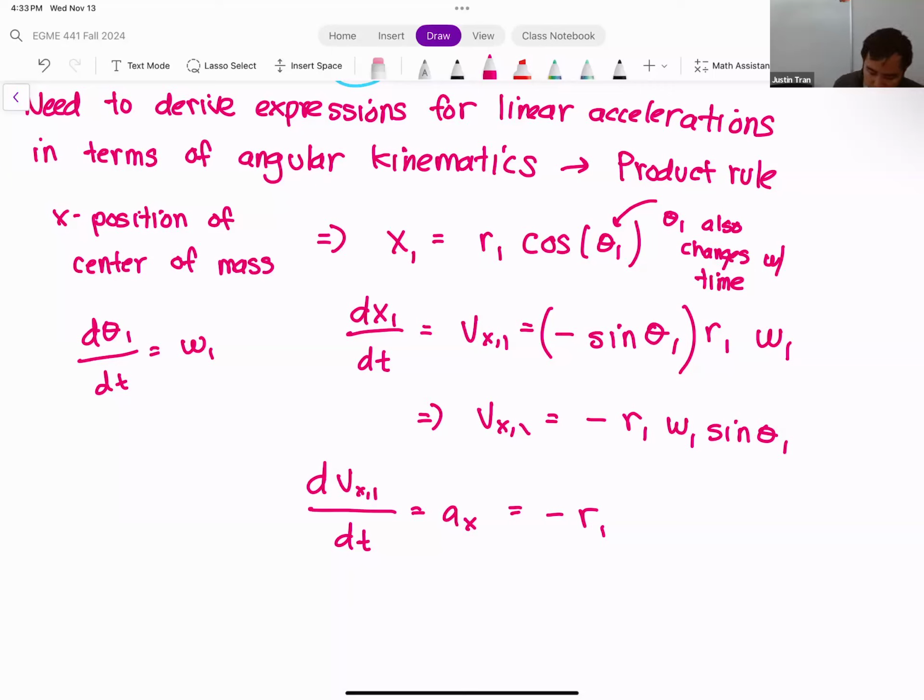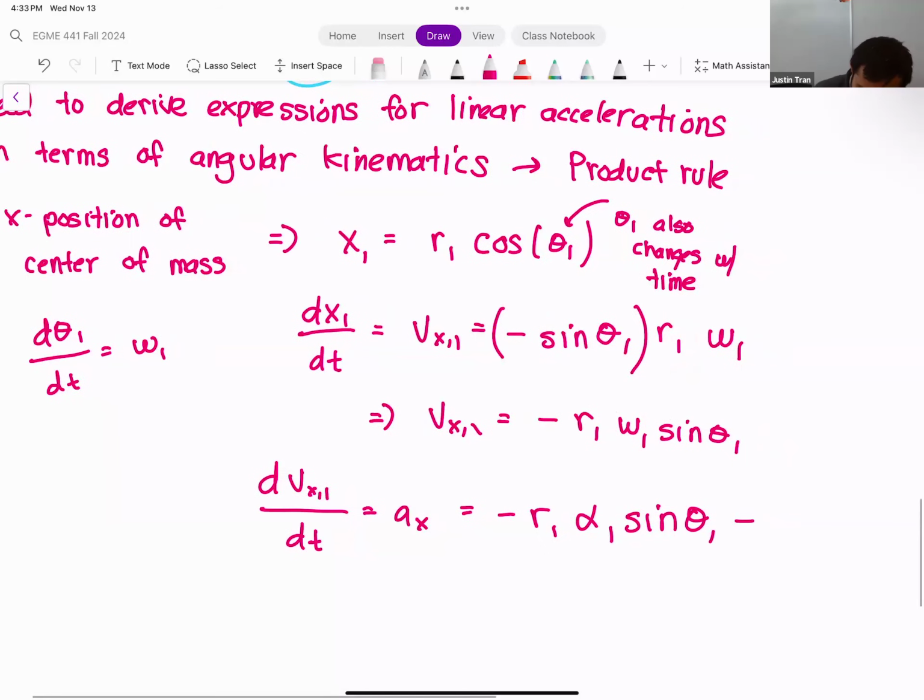So those are two quantities that both change with time that we need to take the derivative of with respect to t. So first thing, we're going to take the derivative of omega 1. So derivative of omega 1 is going to give us alpha 1. Alpha is just the angular acceleration multiplied by the second term, sine of theta 1. So remember, product rule is derivative of the first multiplied by the second plus derivative of the second multiplied by the first.